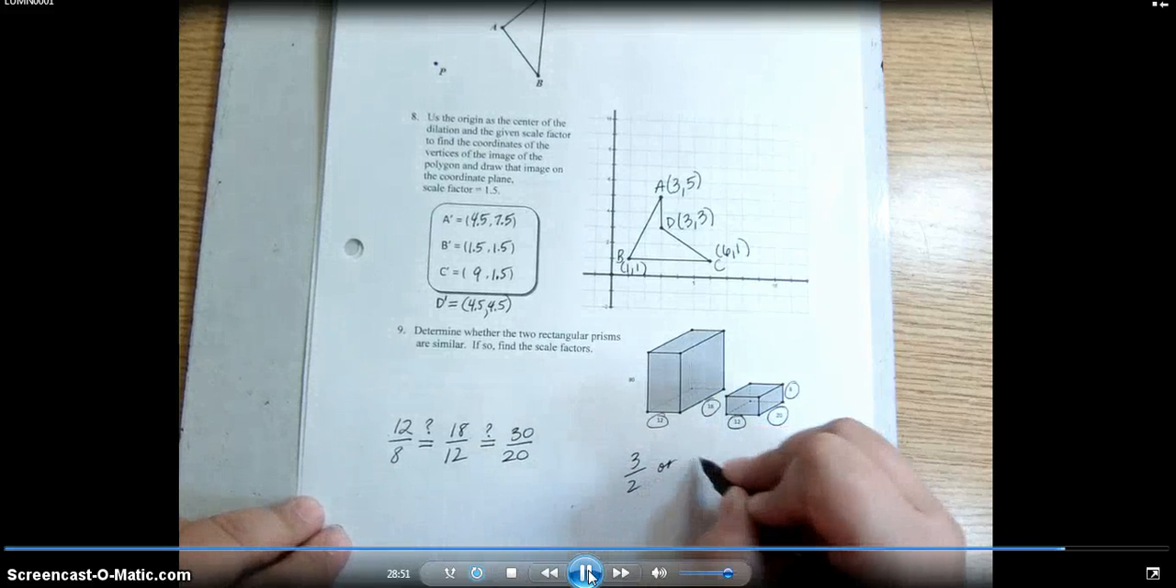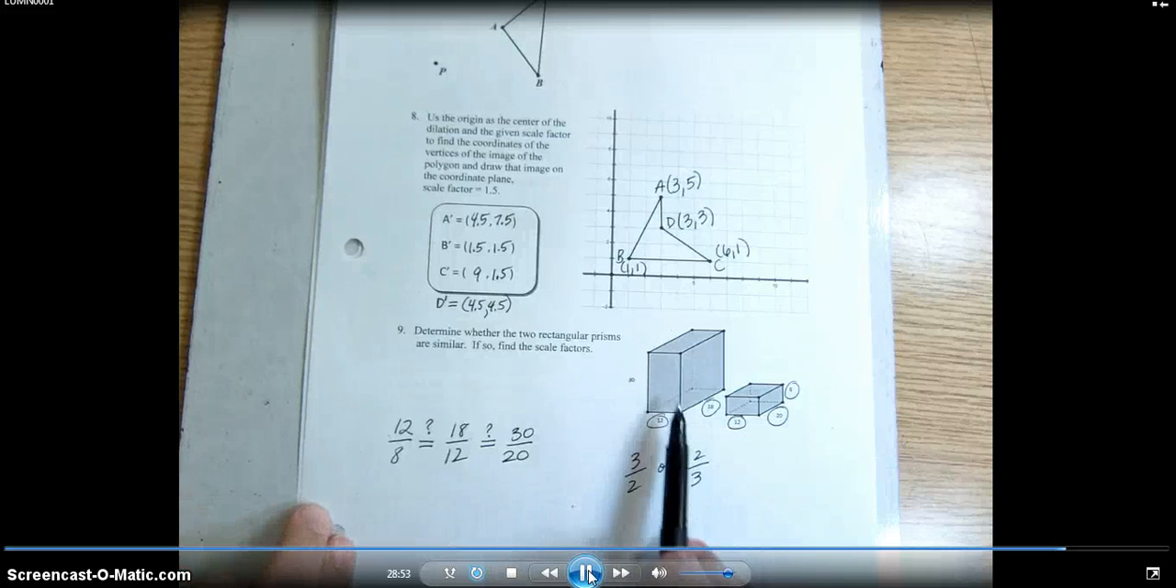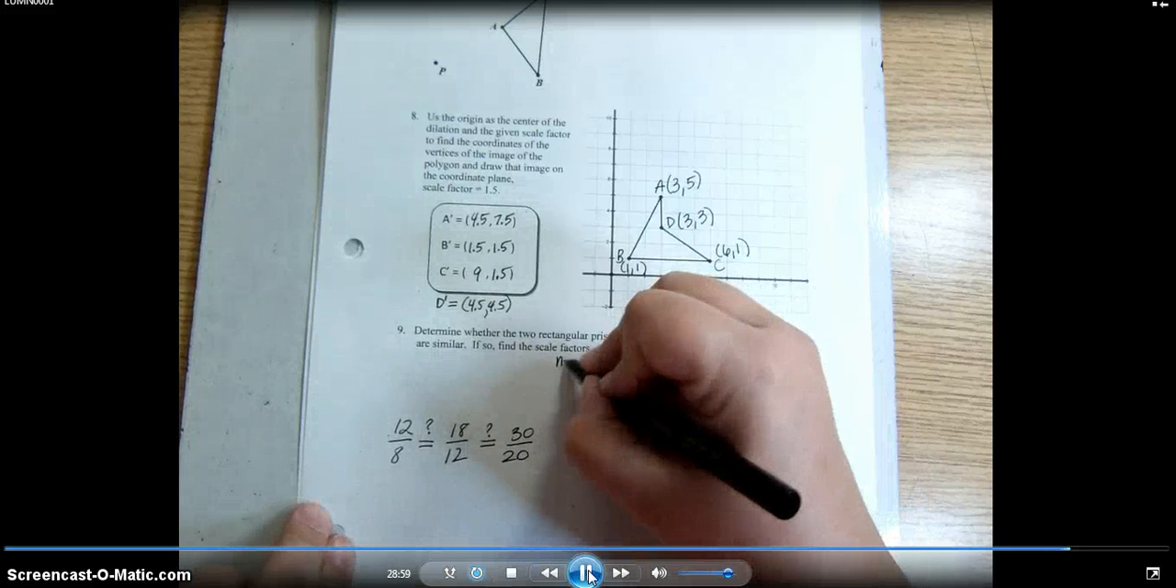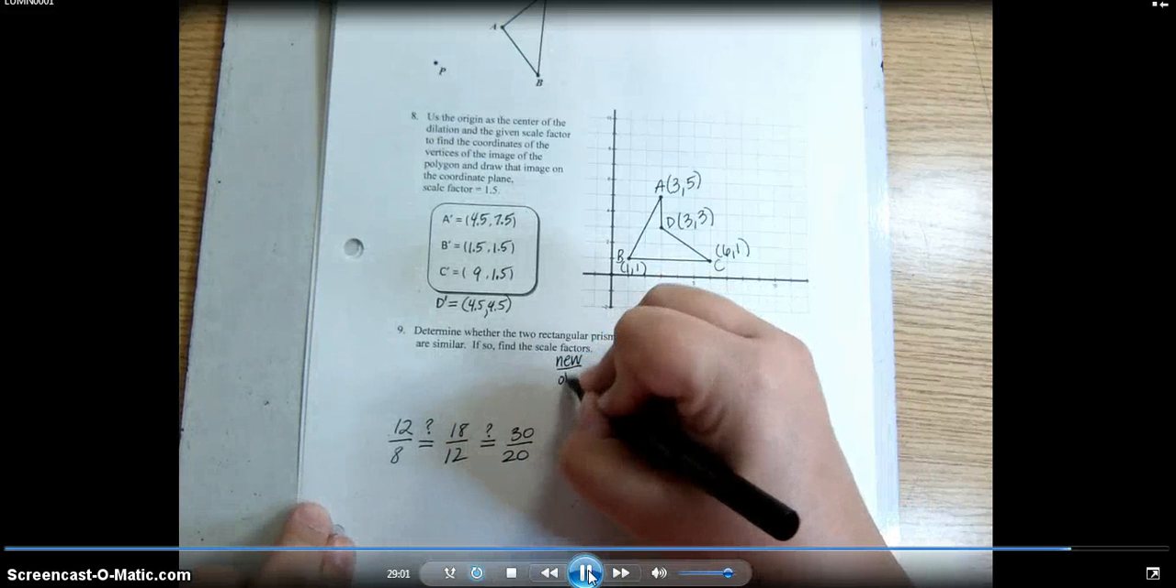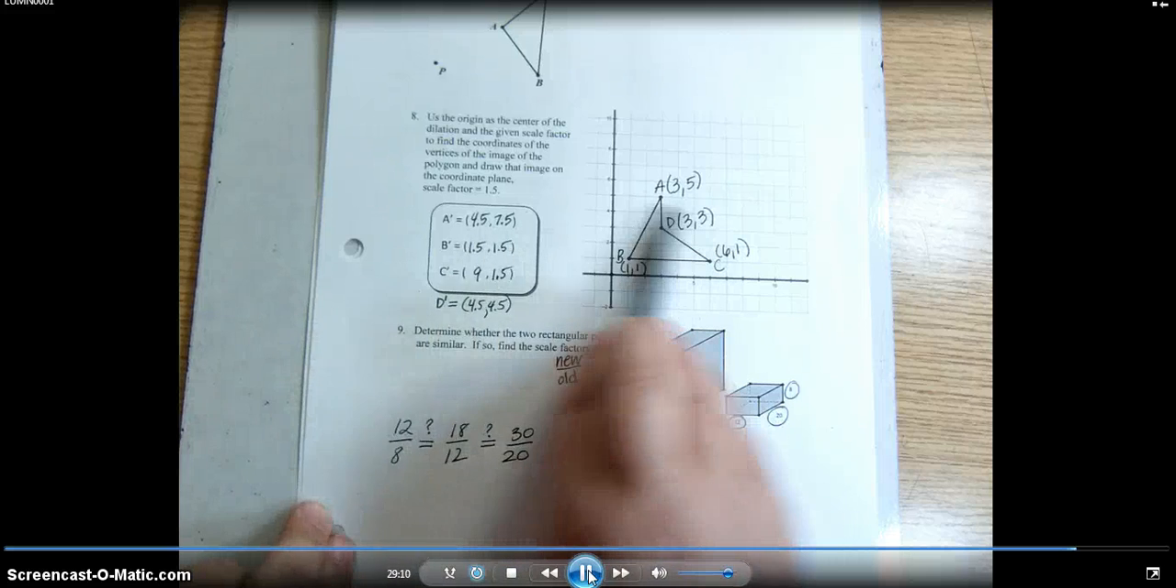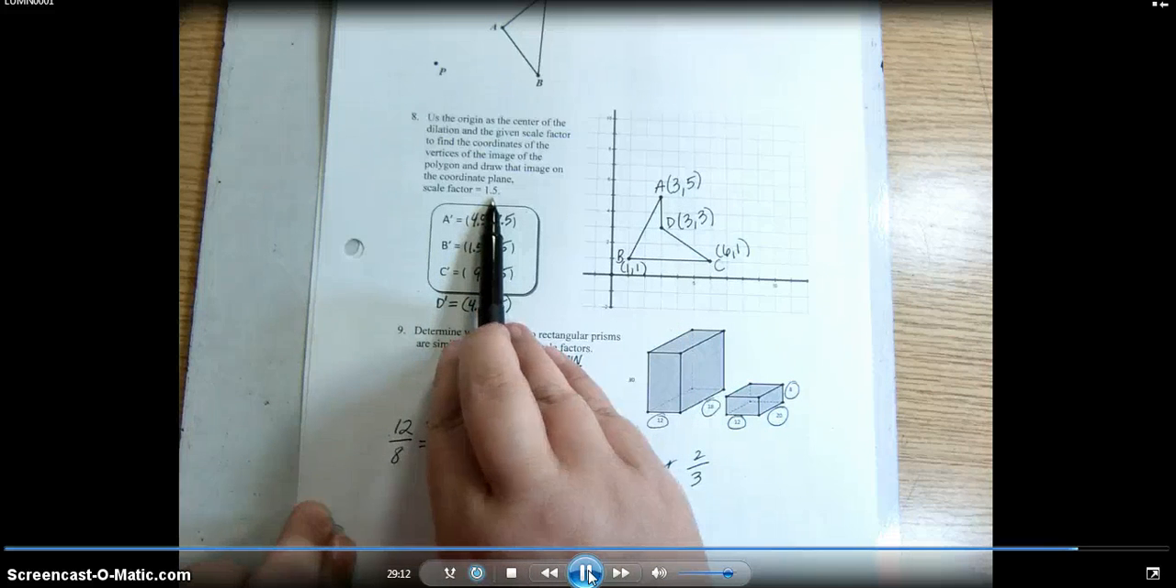They didn't really tell me which one was the new one, which one is the old one, so it's impossible to say it in the right order. Scale factor, usually order matters. You always put new, because the idea is it's a number that I can multiply the old one by to get the new one. Like here I have the original, I multiply that by 1.5 to get the new figure.